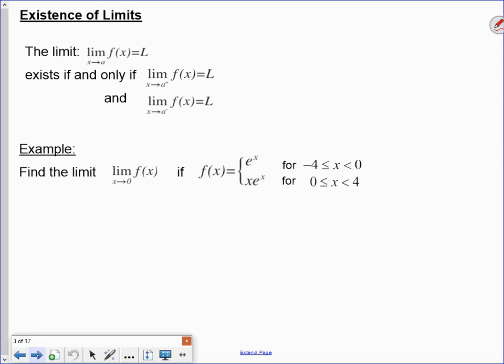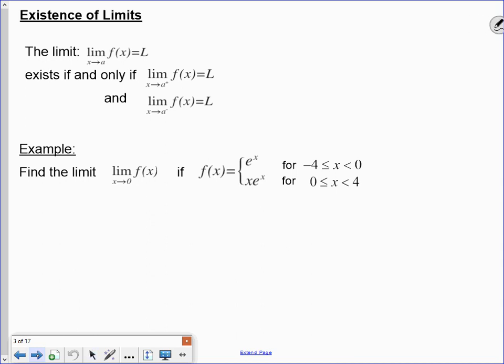So an example kind of problem would be something like this. Find the limit as x goes to 0 of f(x), if f(x) is equal to the function e^x for values of x between -4 and 0, and is equal to x e^x for values of x between 0 and 4. We can approach this by looking at the limits from the left and the right-hand side.